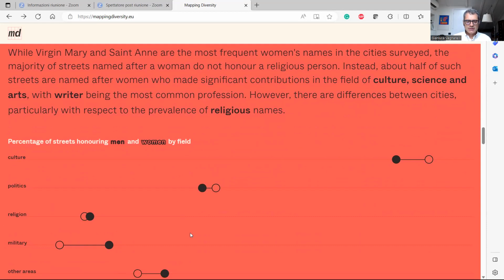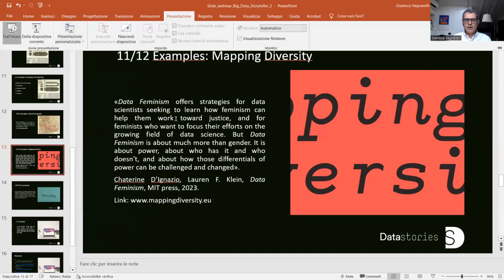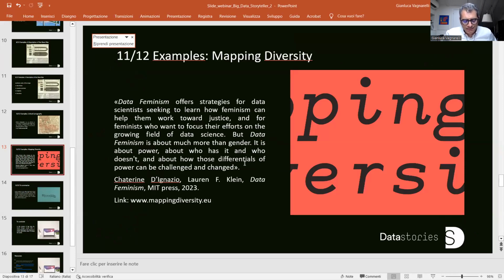So in the case of Mapping Diversity, we have a different aesthetic code compared to the previous case we shared, in the sense that in this case, only showing the data makes it clear that we surely have a problem. We surely have an underrepresentation of women in the street toponyms in Europe, and comparing the data among European cities, it is also immediately possible to understand the different level of inclusiveness regarding diversities among Europe.